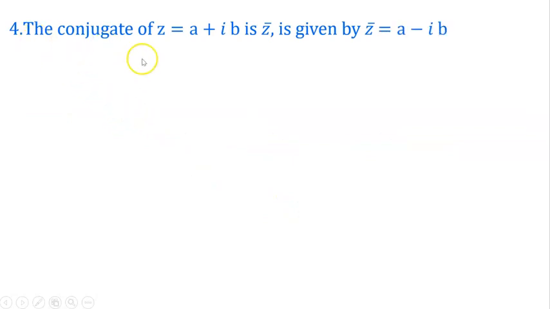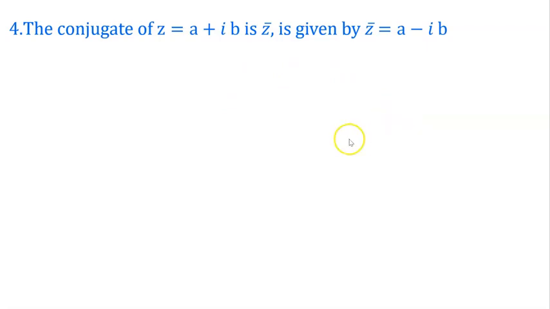Next, the conjugate of z = a + ib is z bar, and is given by z bar = a - ib. This is the conjugate of z = a + ib. And if the complex number is z = a - ib, then its conjugate is z bar = a + ib. It means change the sign of the imaginary part.